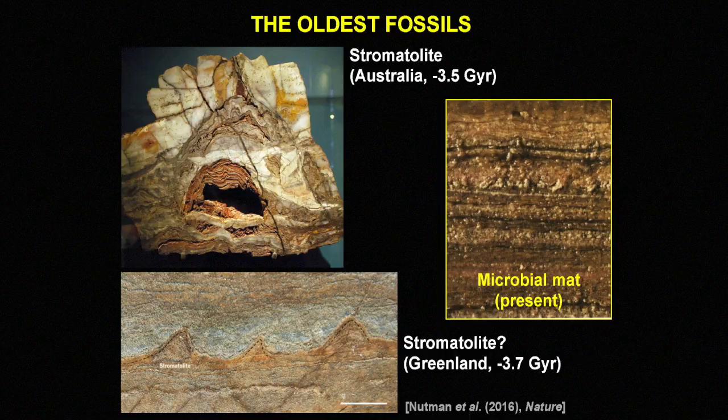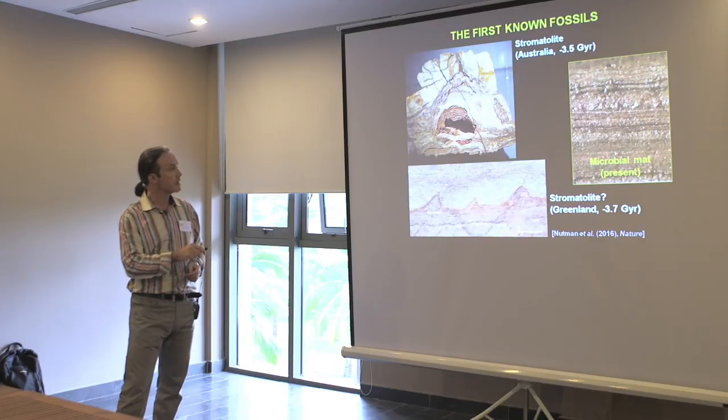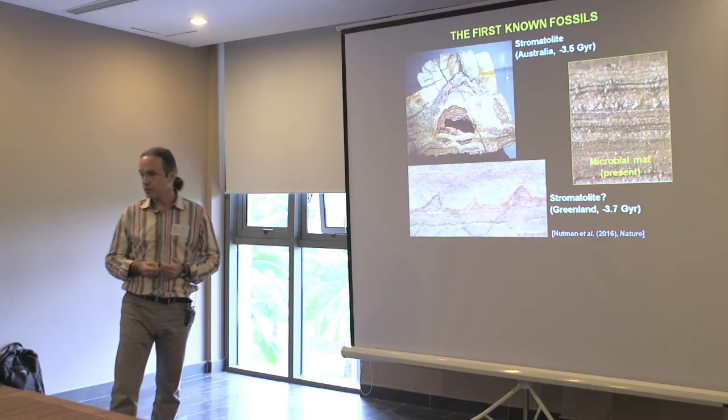A couple of months ago, a paper was published that claims that these formations here are also stromatolites in rocks of 3.7 gigayears old. It's not clear. Much has to be done on these samples, but for sure, most of the community agrees that these are the remnants of the first life on Earth.